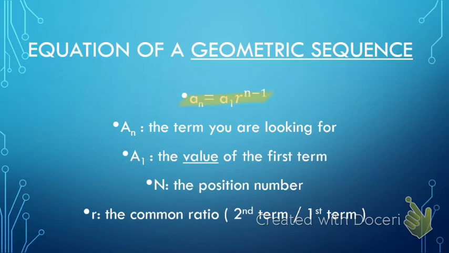Okay? A sub 1 is the value of the first term. I mean, guys, the first number in the list is a sub 1. N is the position number. So again, once we have the equation, they may ask us to find the 18th term. Well, that's where the n would come into play. We would replace n with the number 18 because that's the position of the number they want us to find. And then last, r, again, is the common ratio. So there is a second place now in your notes where I have given you how to find the common ratio.